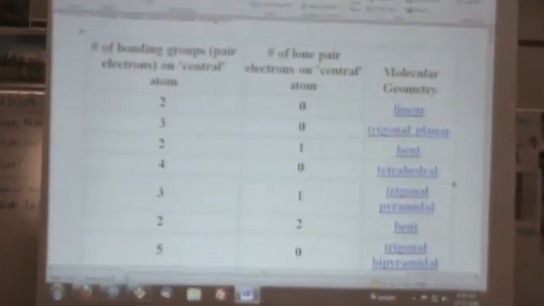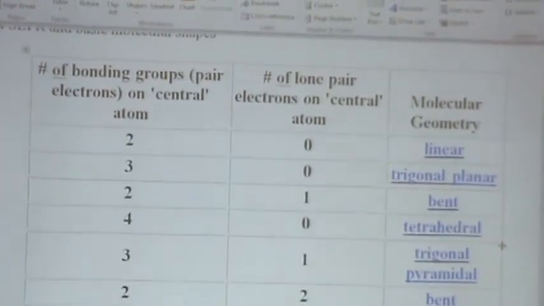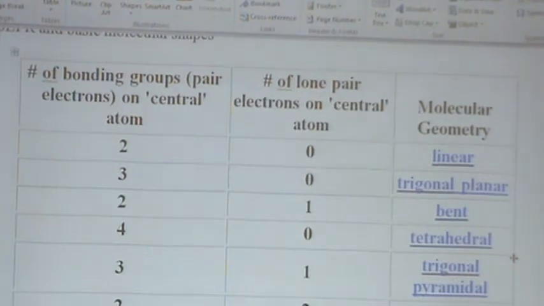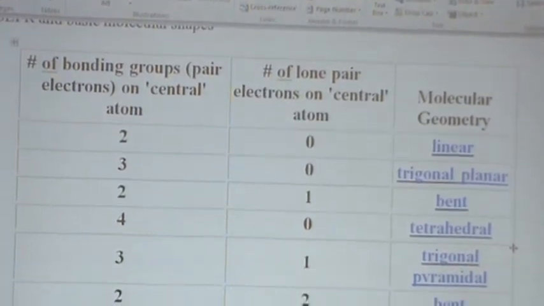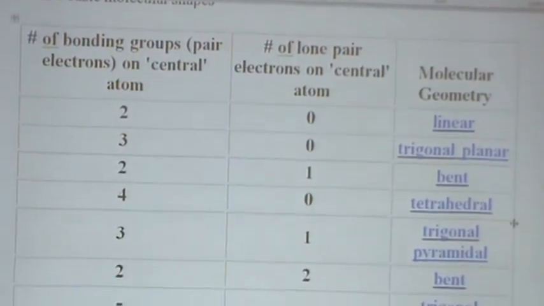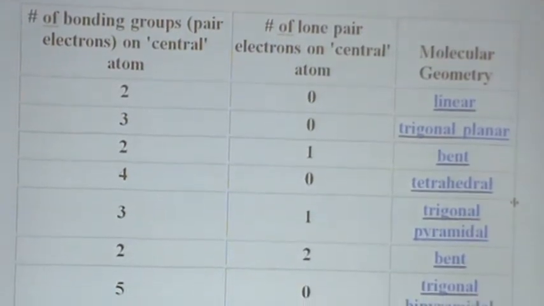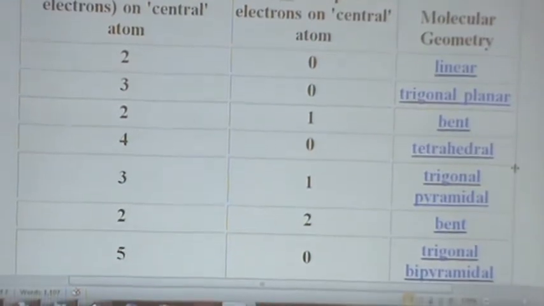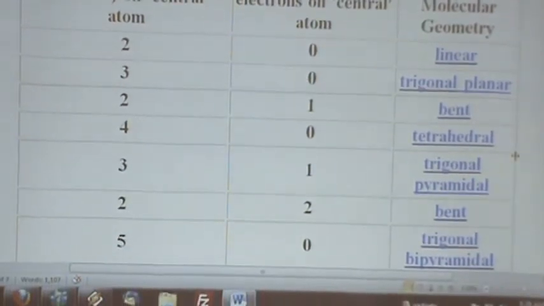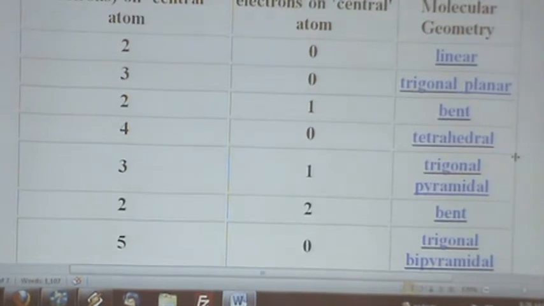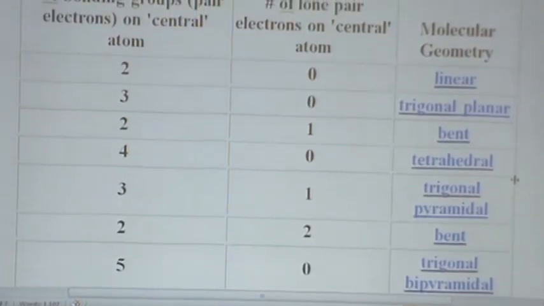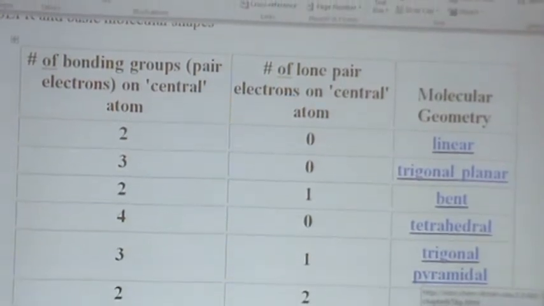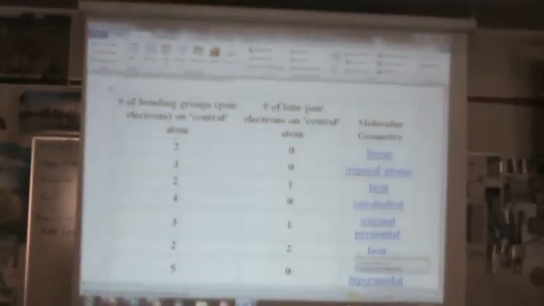The geometries that we care about in this class are going to be linear, trigonal planar, which is a triangle plane, like a B-2 bomber, a triangle on the same plane. A bent configuration, which is what it sounds like. Tetrahedral, which is sort of like a jack almost, if you play jacks. Who hasn't played jacks recently? Trigonal pyramidal, which is a triangle pyramid, like you think it is. And then trigonal bipyramidal we might get to, probably not. Two pyramids stacked end to end.